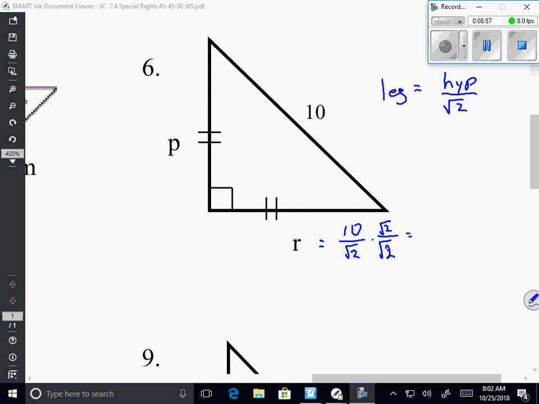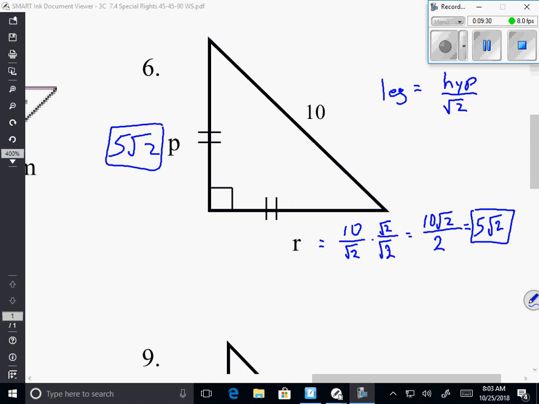On top, 10 times square root of 2 is just 10 root 2. On bottom, square root of 2 times square root of 2 is 2. Learned that in the last problem. Now we need to reduce that, because 10 and 2 reduce to 5 and 1. So this becomes just plain old 5 square root of 2. That's the length of one side, one leg. And the other leg is identical. I don't have to redo all of the work.